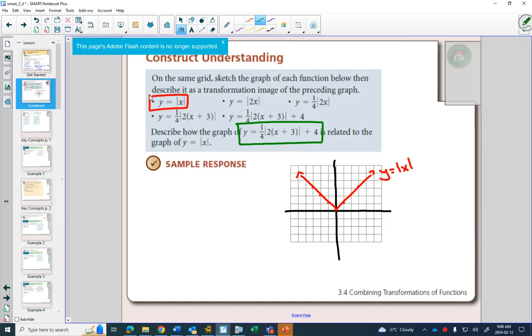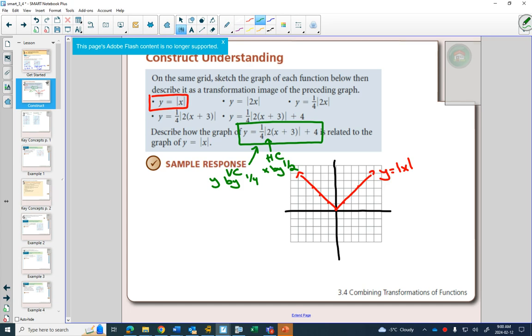First of all, we're going to start by labeling. On the green graph, we are going to have a vertical compression. Y gets multiplied by 1/4, because that 1/4 is outside the absolute values, so it's vertical. Then we have a 2 inside the absolute values, so that will be a horizontal compression. You're going to multiply x. And everything inside is the opposite.